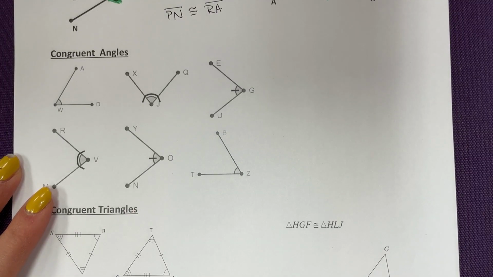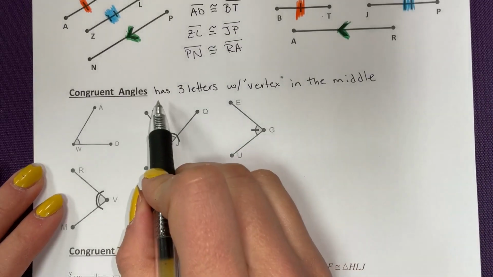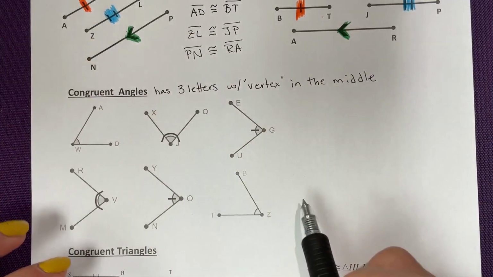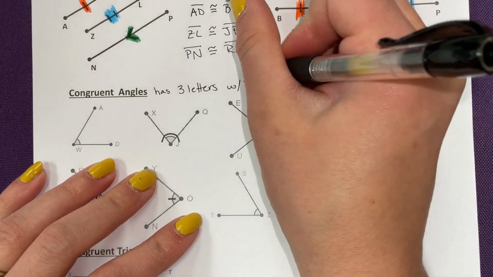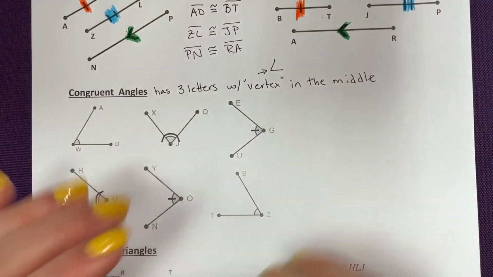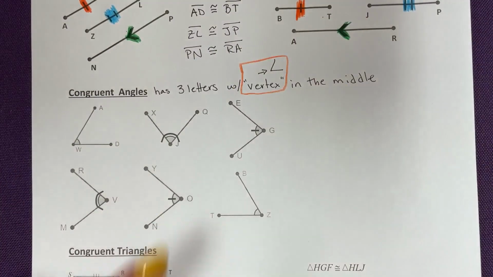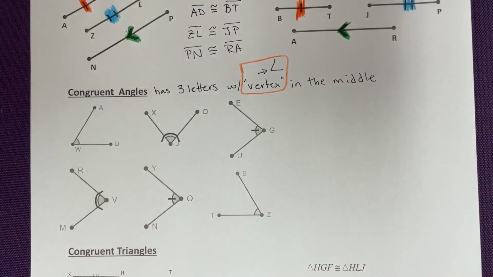Congruent angles are going to be a little bit more difficult and will need you to pay attention. Now remember, when you're writing out an angle, it must have three letters with the vertex in the middle. Wherever the point in an angle is, that's the vertex. That's what this is, okay? So that has to be in the middle of your three letters.